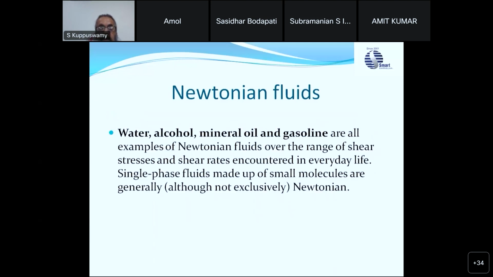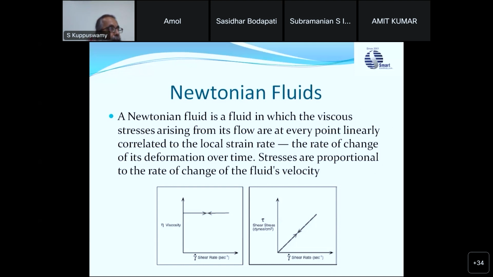The amount of viscosity remains constant in Newtonian fluid. In Newtonian fluid, the amount of viscosity remains constant irrespective of increasing shear rate, whereas there is a linearity between shear rate and shear stress in Newtonian fluids.